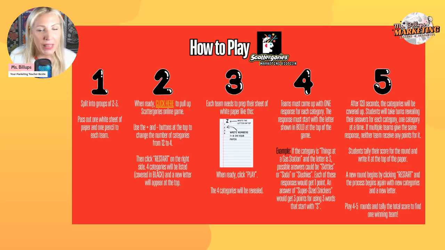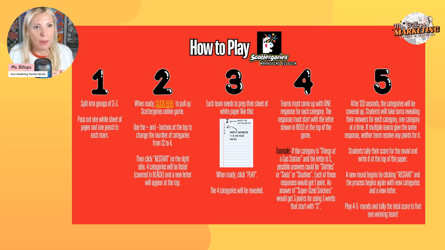Here is how you play it. First thing I do is I split my kids into groups of 2 or 3. When I was going over Fool's Gold, I liked more table groups. I like more people in the groups, but this one, it's a little more in-depth thinking. And so 2, max 3 in a group, I find is the way to go.